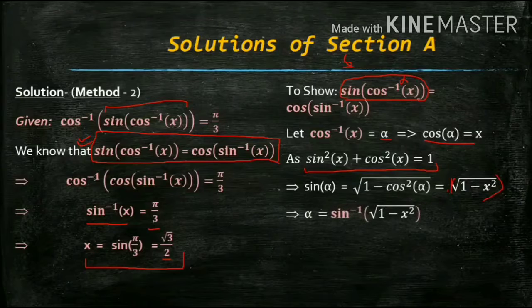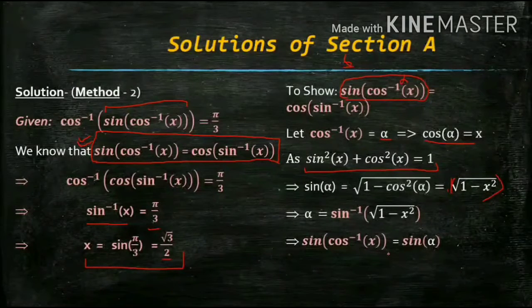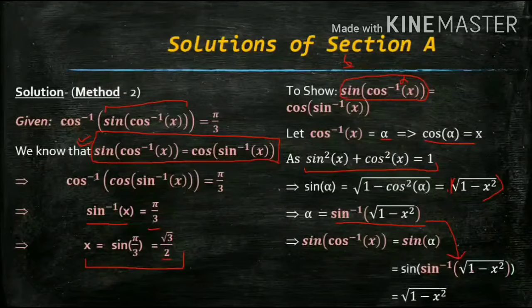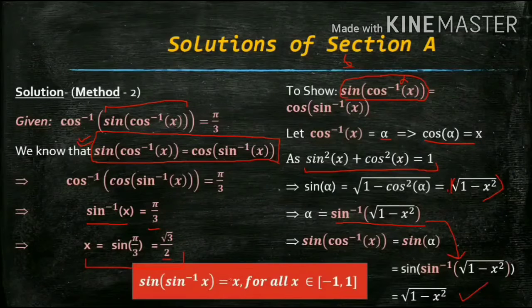Substituting the value, this is alpha. So sine of cos inverse x is equal to sine of alpha, which is equal to sine of sine inverse of root 1 minus x square. Now sine of sine inverse x equals x only, and I have also told you this. This equals x for x belonging to the closed interval minus 1 comma 1, not for all x. That means only when x belongs to this interval minus 1 comma 1 closed.